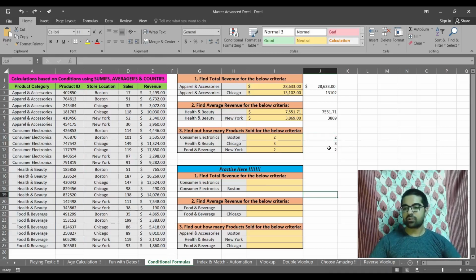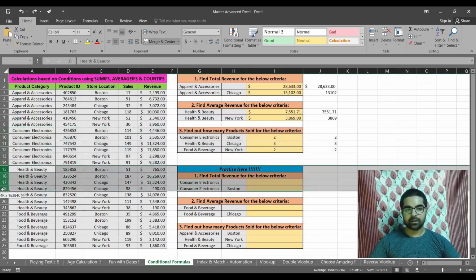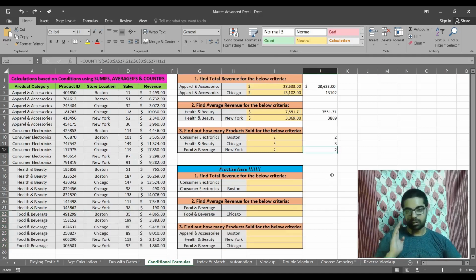Okay, my dears. So you will manually check how Excel calculated the answer. Consumer electronics, Boston. See here, consumer electronics, Boston. 2 are there. It gave 2 as the answer. Health and beauty, Chicago. 3 are there. 3 products got sold. Food and beverage, New York. 2 are there. 2 products sold. Okay. So like this, you have to understand the question. According to that, you have to use the formula and you have to get the answer.